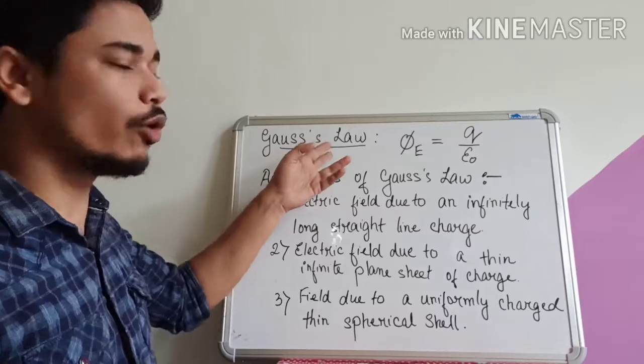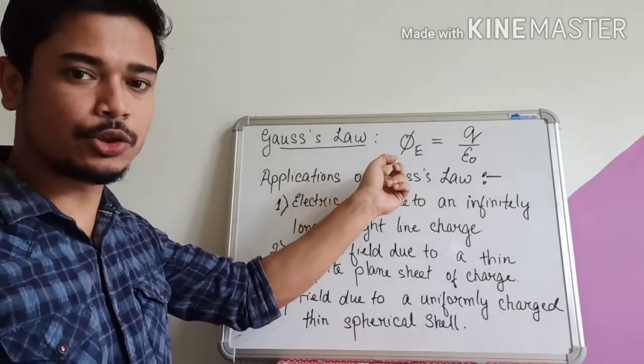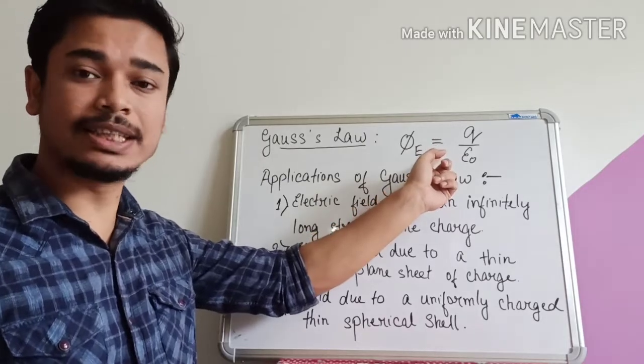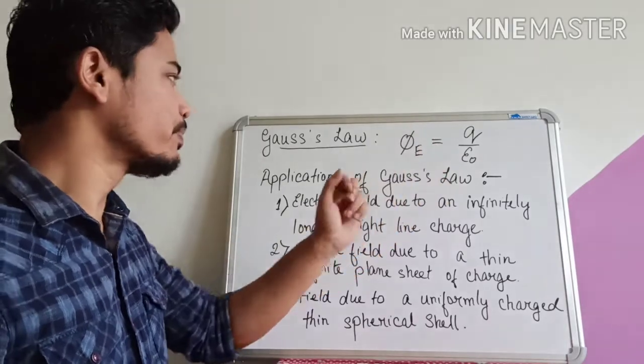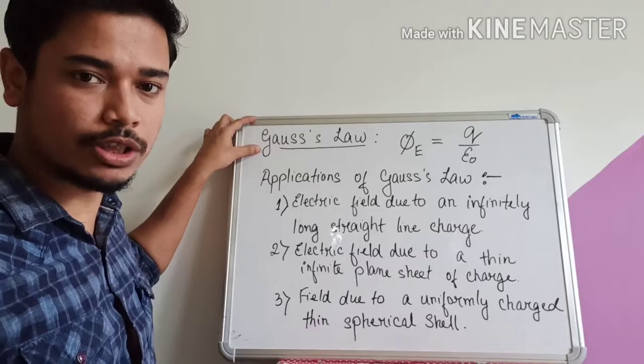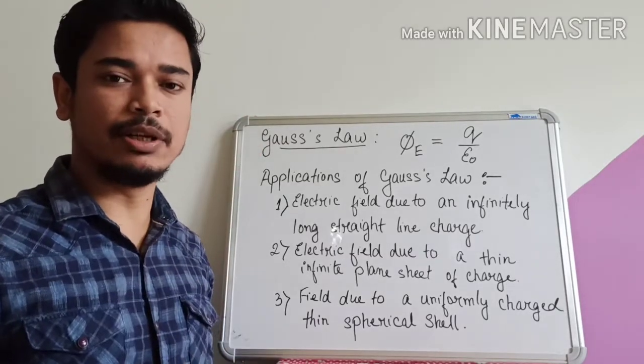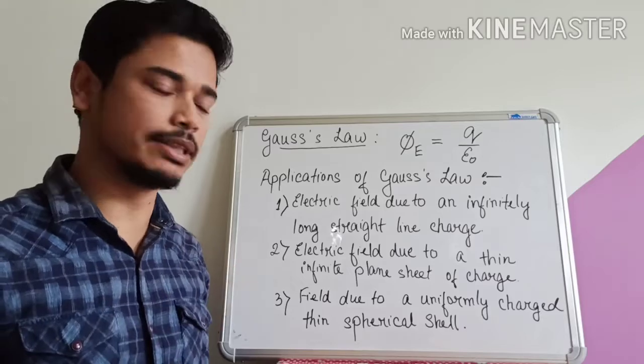Now according to Gauss law, the electric flux through any closed surface is equal to 1 by epsilon naught times the total charge enclosed by the surface. Now we are going to use this Gauss law in studying some of its applications. We are going to study the applications using 3 examples.